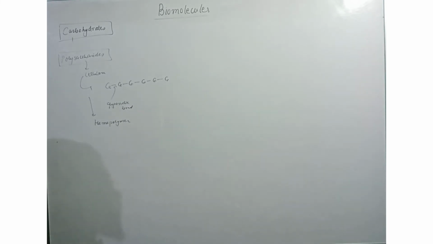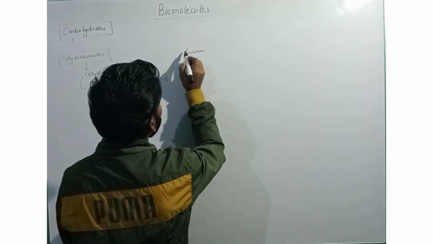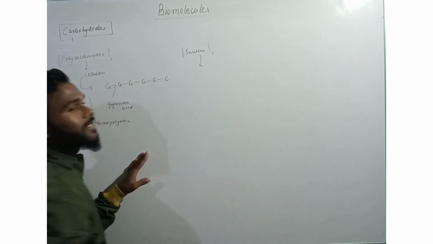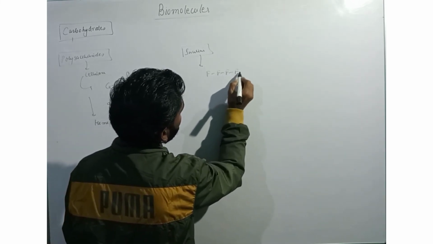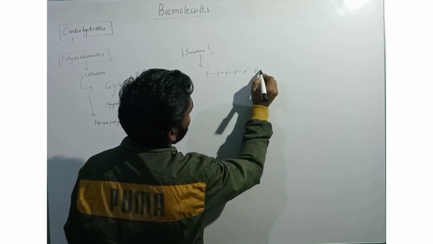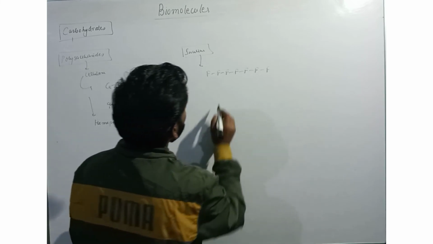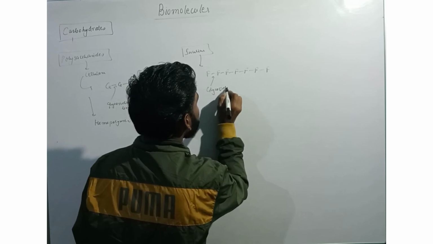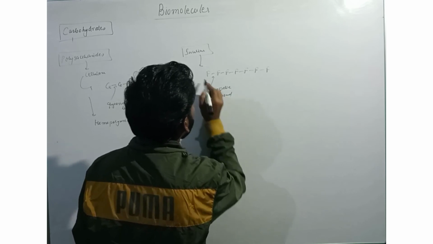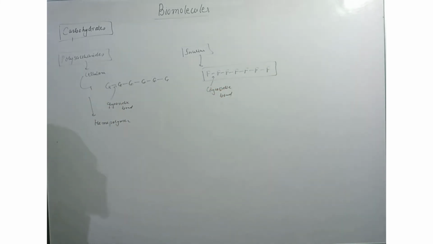In the same fashion, inulin is a polymer made up of fructose. When fructose is repeated several times, just like cellulose, it forms inulin, linked by glycosidic bonds. So cellulose is the repetition of glucose and inulin is the repetition of fructose. Please do remember and mark this point.